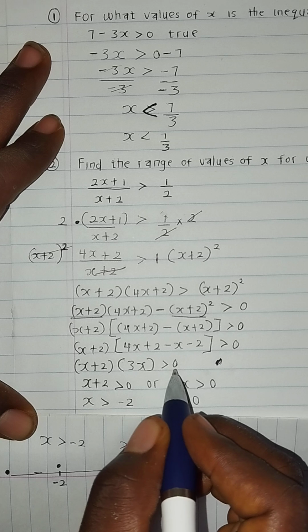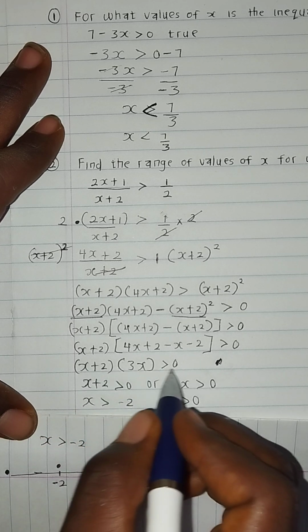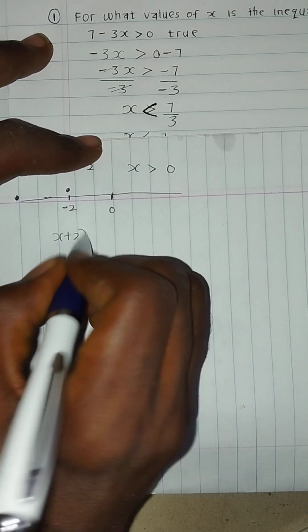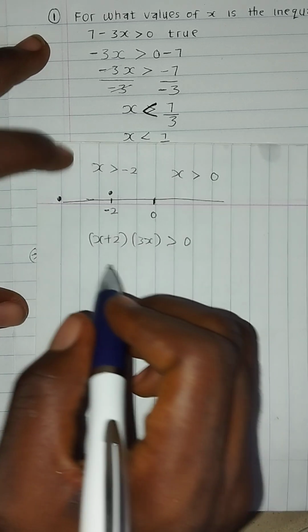Just use this one to confirm your answer. So that's x plus 2 times 3x greater than 0. Okay, so let's try it out.